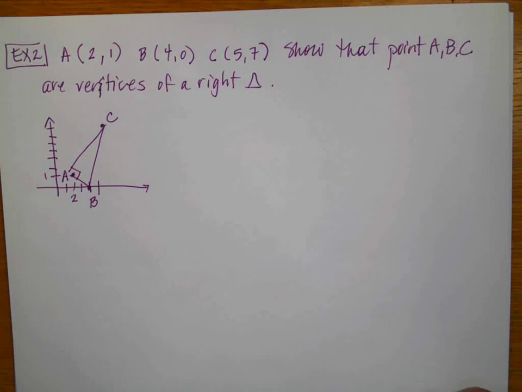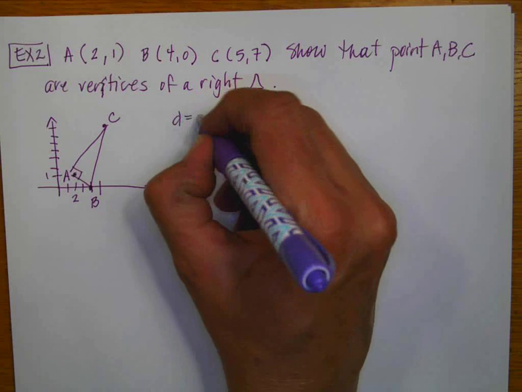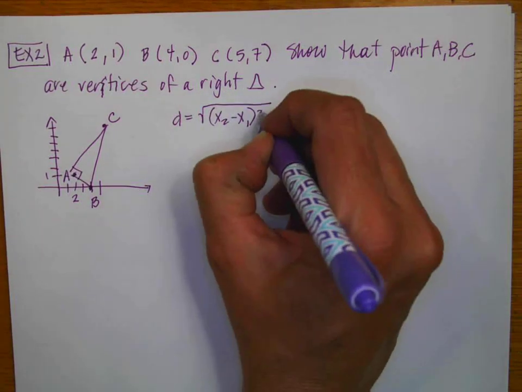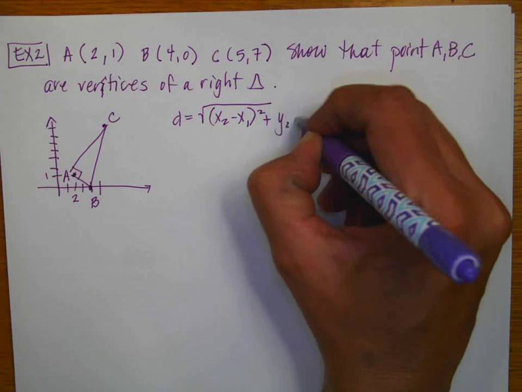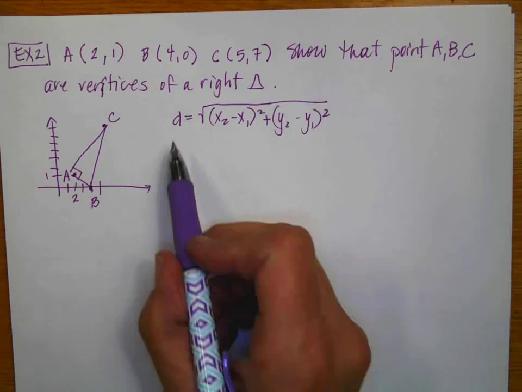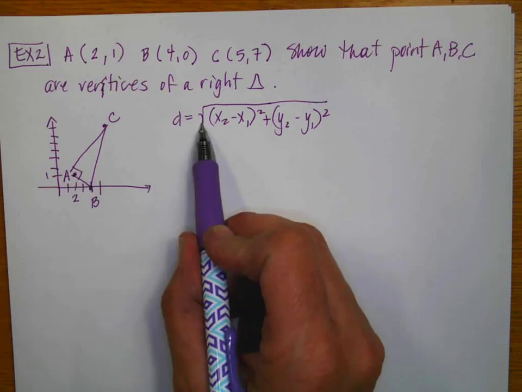So what I'm going to do is I'm going to manage this information using the distance formula. There's lots of different ways I can show that this is a right triangle, but for right now, I'm going to use the distance formula and the Pythagorean theorem. So the distance formula is x2 minus x1, quantity squared, plus y2 minus y1, quantity squared, and then I'm going to find the different distances. I'm going to leave them in radical form, and you'll understand why in a moment.